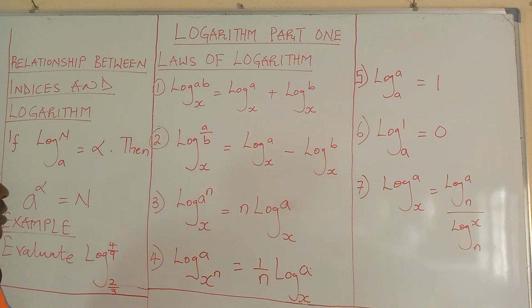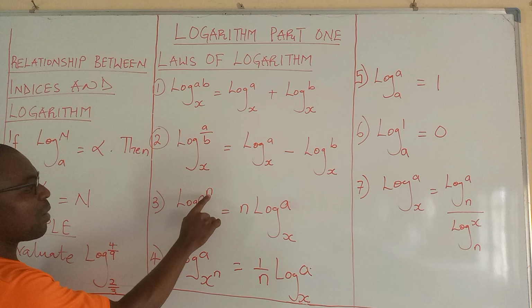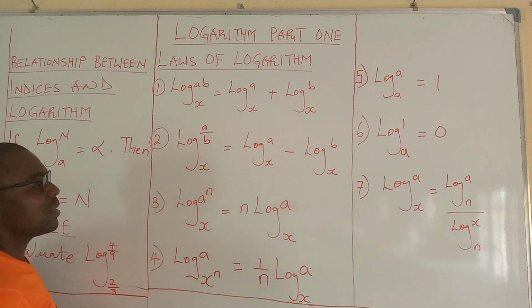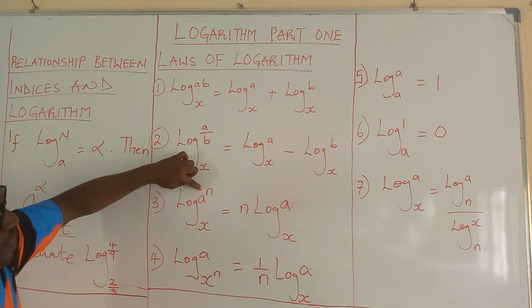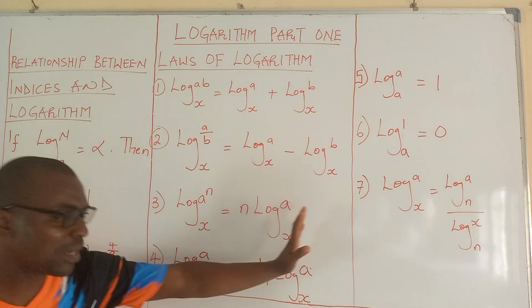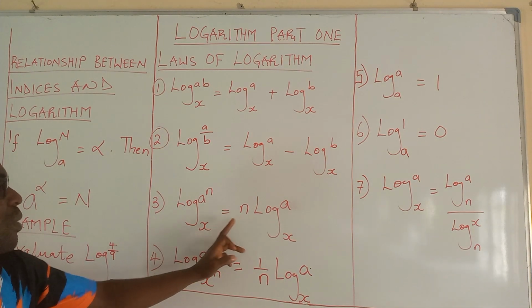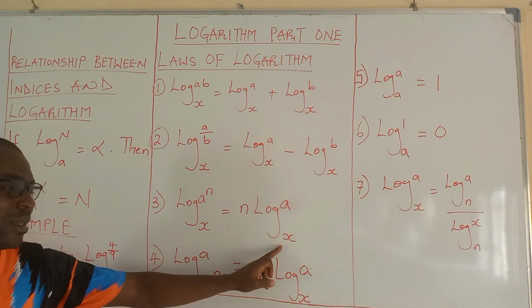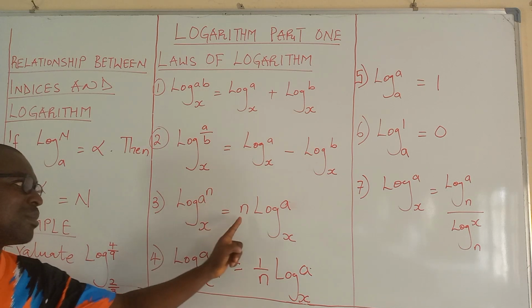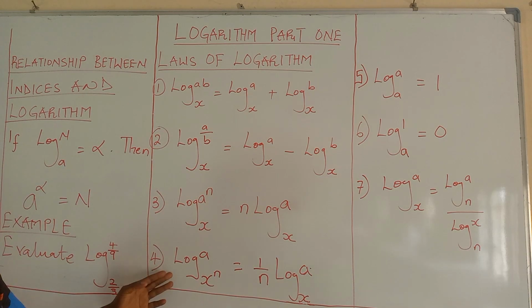The next one, log A raised to power n base x is simply equal to the power, which is n, times the log of that number. So this is equal to n log A base x, the power times the log of that. And then this one is the power in the base law.